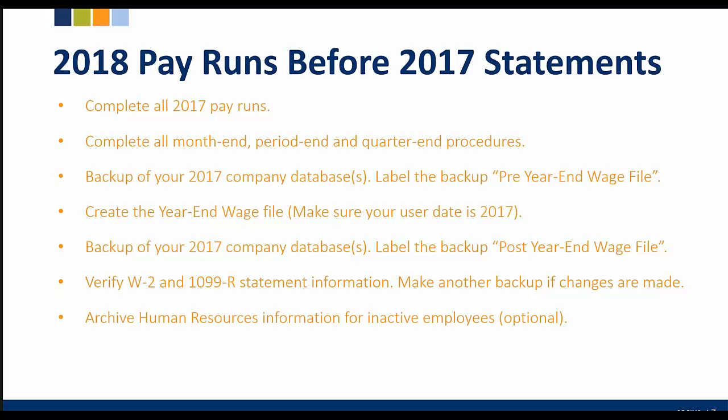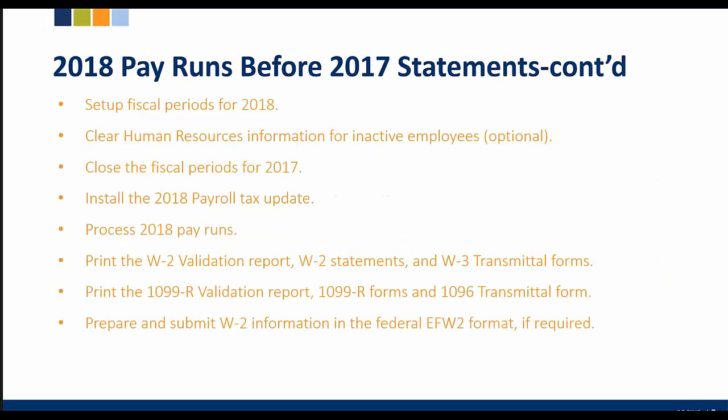Again, you can still archive your inactive employees using Human Resources. Again, accounting will set up your fiscal years, that type of thing. And then you can install the payroll tax updates and then process your 2018 pay runs. Then after that, you can print your W-2s, W-3 transmittal, that type of thing, and create the magnetic media file. That can all be done after you actually need to run your first payroll in 2018. So it's just a matter of when you actually print them.